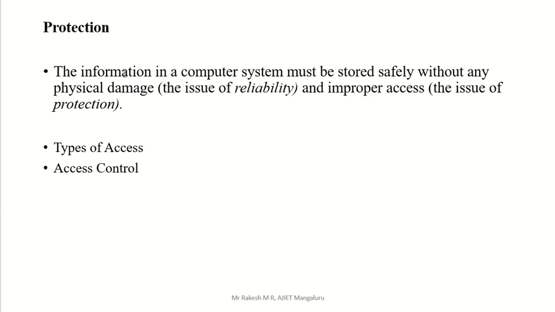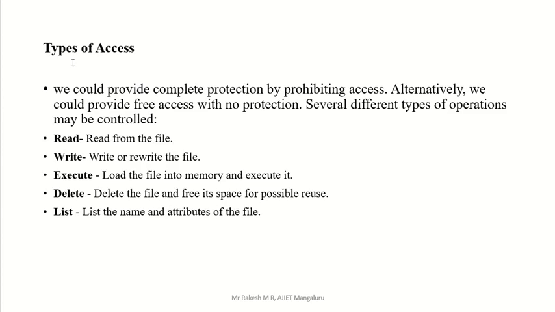Now protection is very important for all files in a computer system. Two types of methods are there in protection: one is type of access and the other is access control. We will see both, type of access and access control, one by one. First one is type of access. We could provide complete protection by prohibiting access.